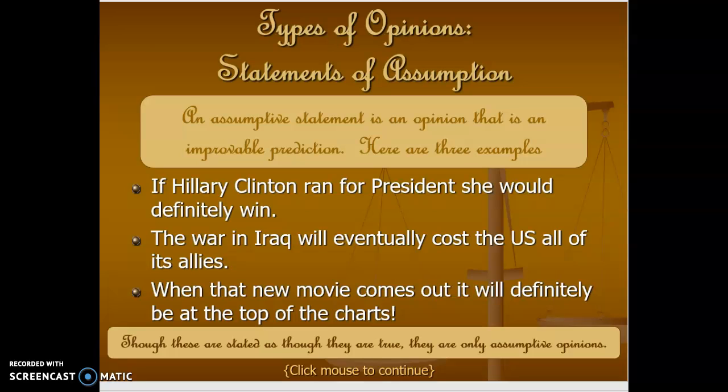Assumptions are opinions because it's an unprovable prediction. When that movie comes out, it will definitely beat the top of the charts. If Hillary Clinton ran for president, she would definitely win. Right? We don't know those. Those are assumptions. Even though they're stated as true, they're only assumptive opinions.